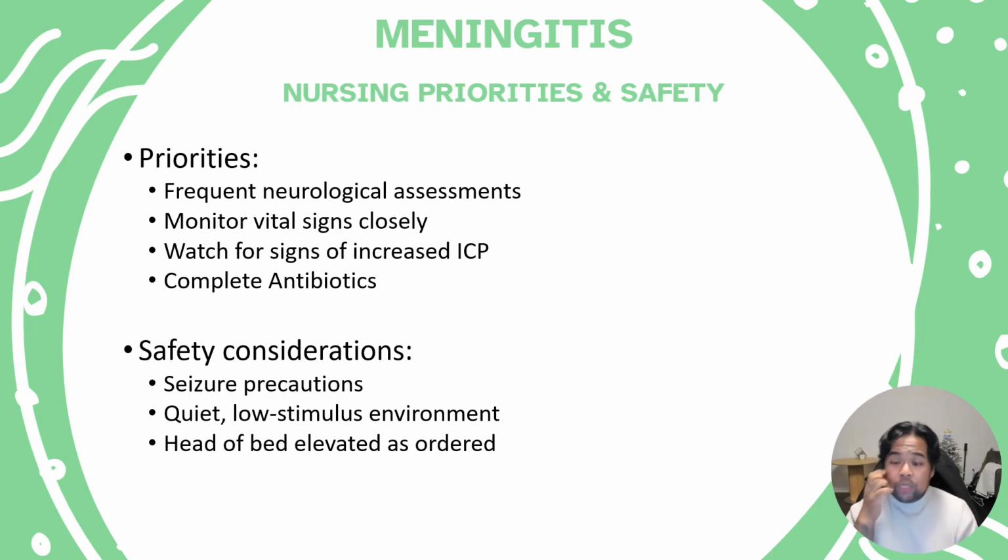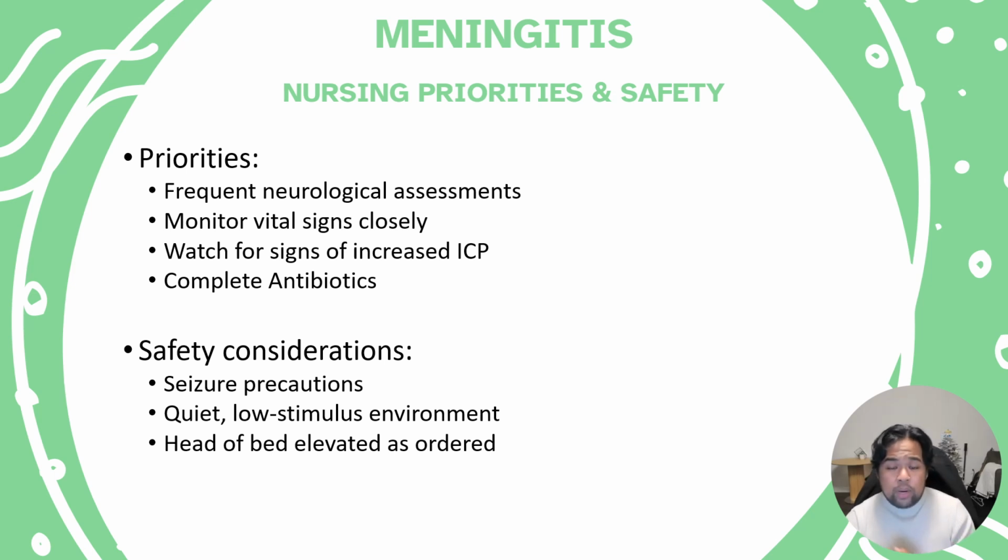All right, so nursing priorities and safety. Priorities as a nurse for someone who has meningitis: we're going to do frequent neuro checks. We're going to monitor their vital signs very closely. We're going to watch for signs of increased intracranial pressure. Again, it's considered an emergency. Then we're going to make sure that they complete their antibiotics. That's education that we're going to teach them: hey, you need to complete your antibiotics, right? Because that's what's going to treat it.